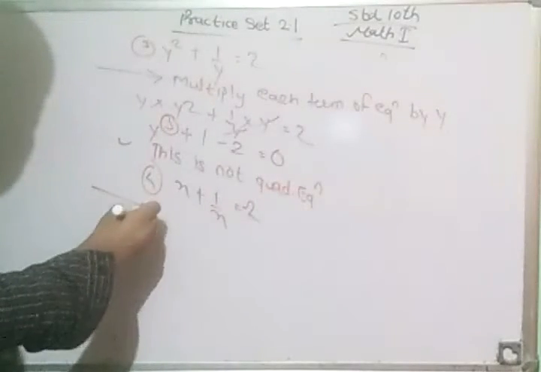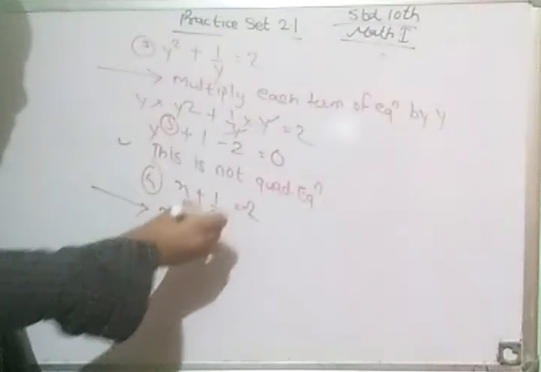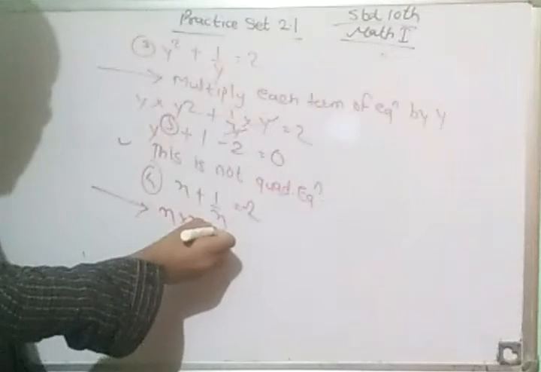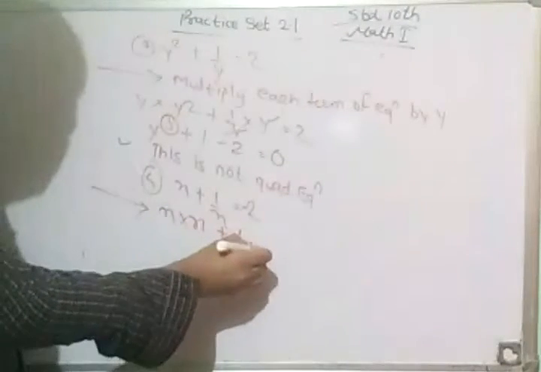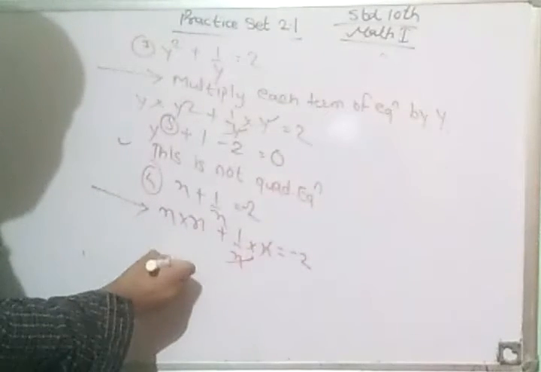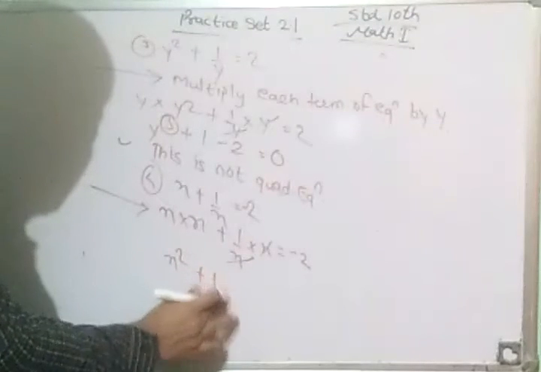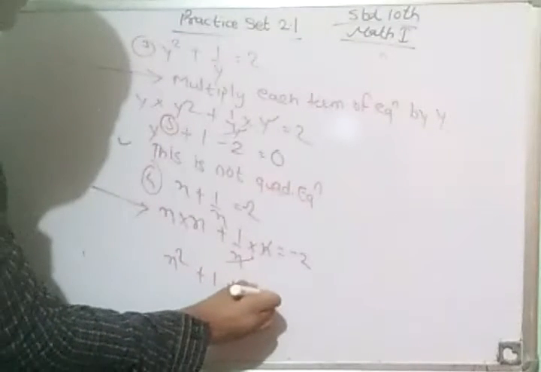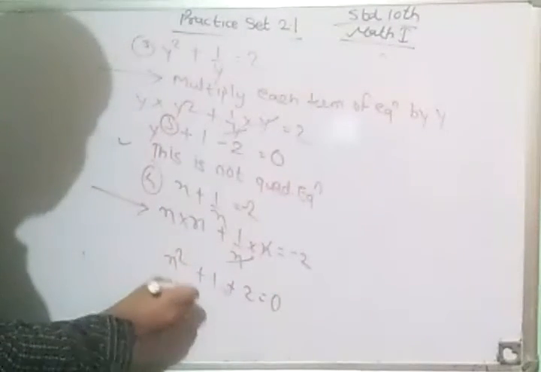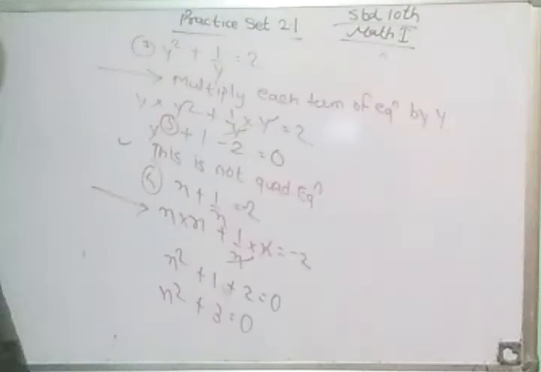Friends, in this question also we multiplied each term by x to cancel the fraction x. So x into x plus 1 by x into x is equal to minus 2. x gets cancelled, x square plus 1 is equal to, sorry, minus 2 changes to plus 2 is equal to 0. x square plus 3 is equal to 0.